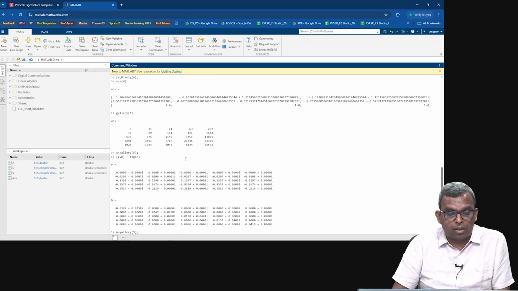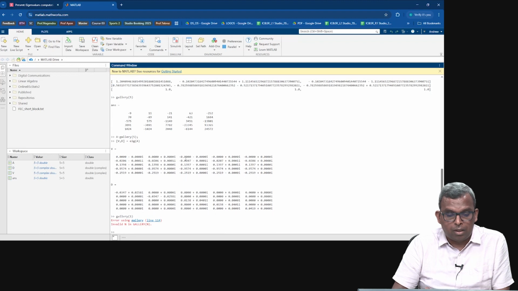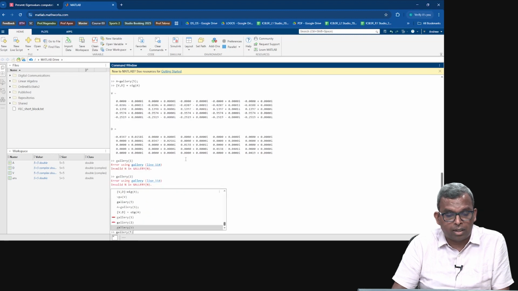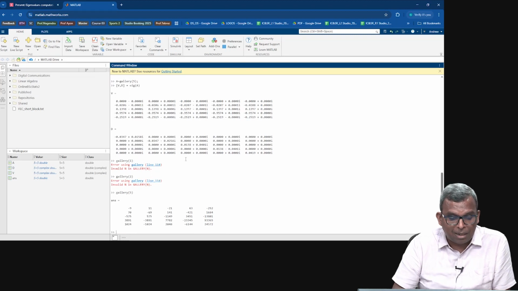I don't know what happens if I try gallery of 1. Invalid n, it doesn't like n. Okay, gallery of 2. 5 is okay, it likes 5, I don't know why. Maybe I should look at help gallery.